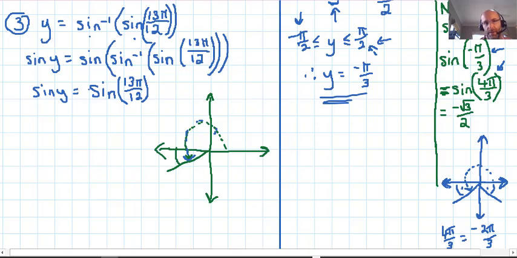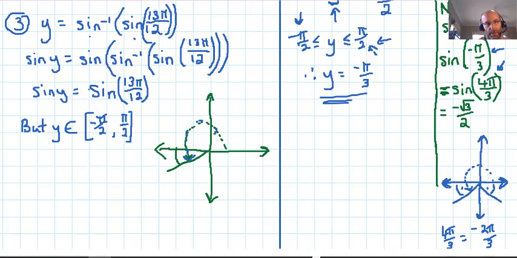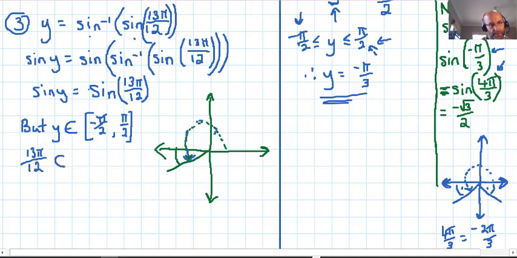Now we've got an issue here. We've got to consider our restrictions. In this case, y must be an element of the set from negative pi on 2 to pi on 2 radians inclusive, but it's not. 13 pi on 12 is not an element. Now is this like the first one we did where there's no solution? It pays to really stop and think.